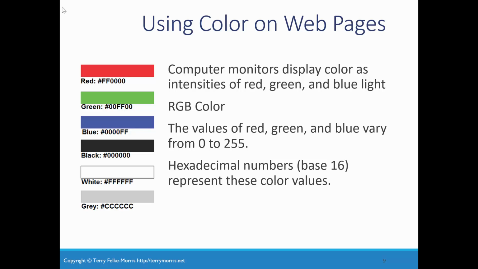So you notice red: total saturation of red, no green, no blue. Green: total absence of red, total saturation of green, no blue. Blue: total absence of red and green, total saturation of blue. Black: total absence of everything. White: total saturation of everything. And gray, kind of a midline type of value.